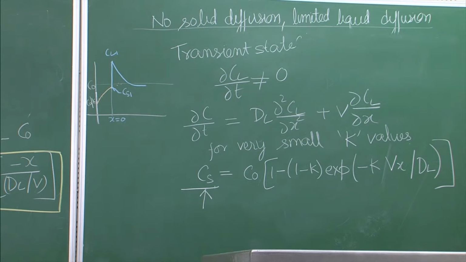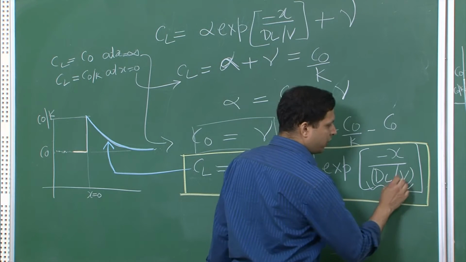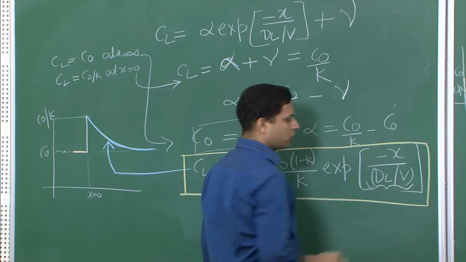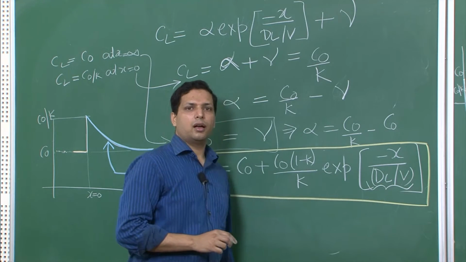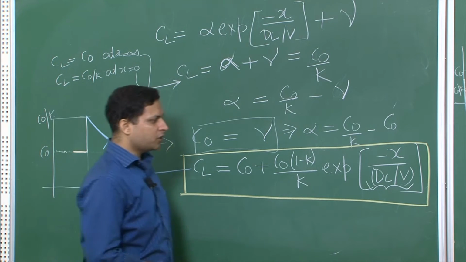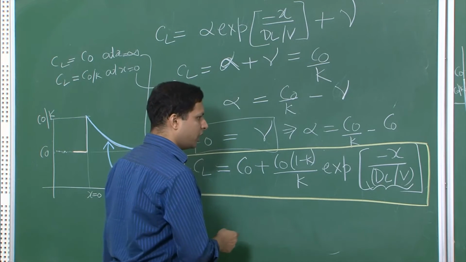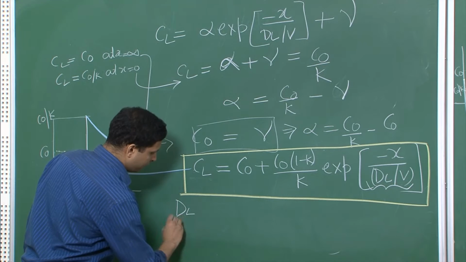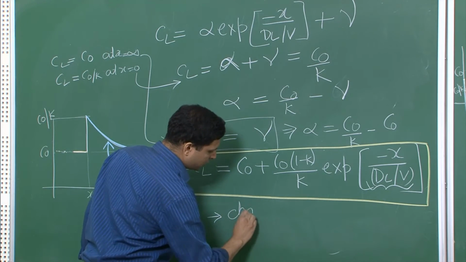So these are the two different conditions, steady state and the transient state, for no solid diffusion and limited liquid diffusion. Now you will see that over here there is this term DL over V, and over here we have x, which is a unit length. So it means that DL over V must also have the unit of length, and whenever you have something like this, you know that it has some significance. So what is the significance of DL over V? DL over V can be described as a characteristic length.